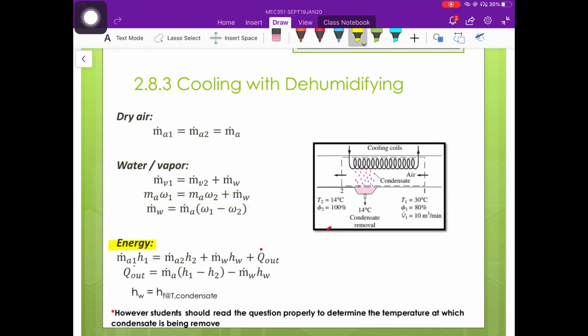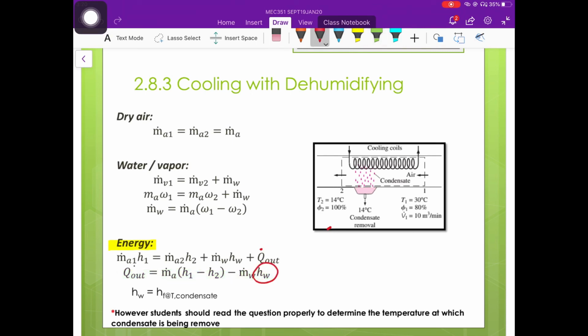For the energy balance, we are going to get this expression. This term represents the energy of flowing air entering our system. This term represents the energy of flowing air leaving our system. This term represents the moisture content removed from our system. And this term represents the heat rejected from our system. We can rearrange the expression to this equation.